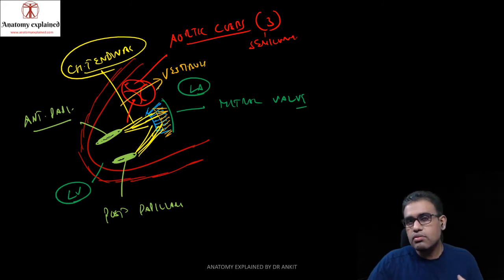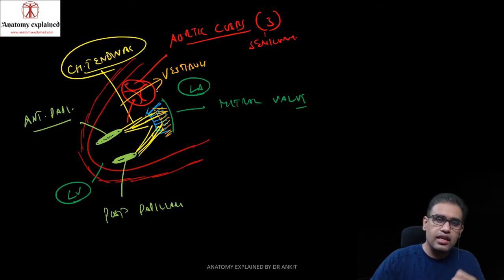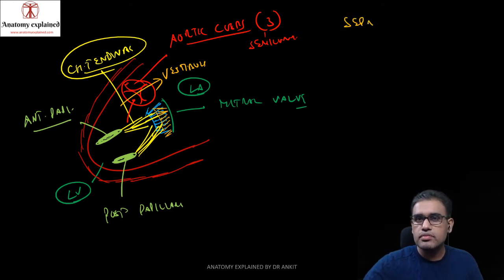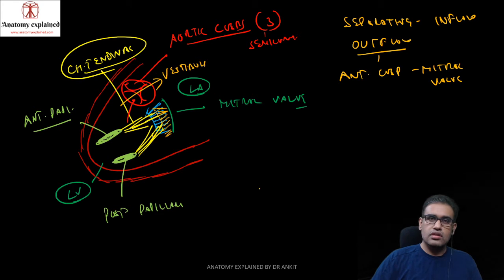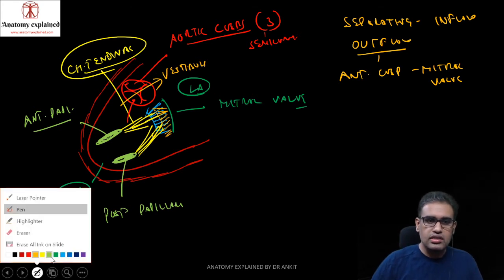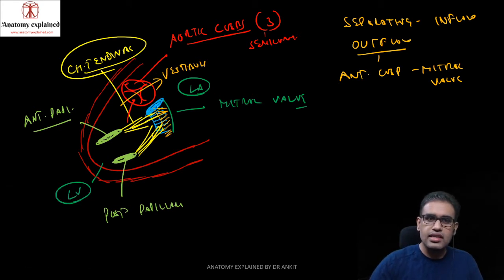Between the aortic vestibule and the incoming part, the structure which is separating the inflow channel into the LV from the outflow channel from the LV is your anterior cusp of the mitral valve. So you have to imagine that this blue color cusp over here is the line in between the inflow and the outflow. Now what does that mean?